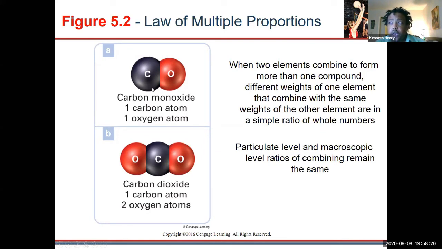The fact that this is a 1-to-1 ratio makes this carbon monoxide. So I can end up having tons and tons of carbon monoxide, right? But it's still going to have that same ratio, 1 carbon to 1 oxygen. That's not going to change. And that's the same thing down here. I could have a ton of CO2, right? It's not going to change. I'm always going to have that ratio of 1 carbon to 2 oxygens. Okay? Piece of cake? Not too hard to remember?